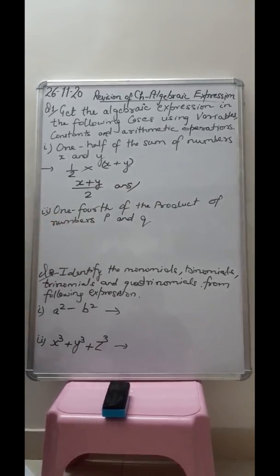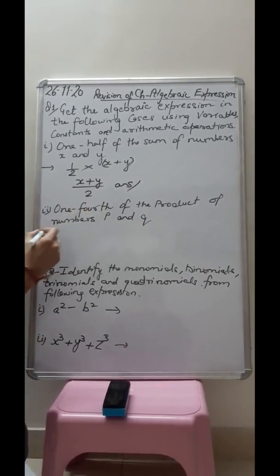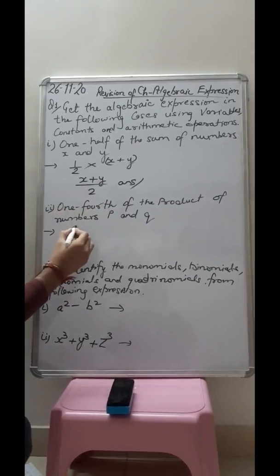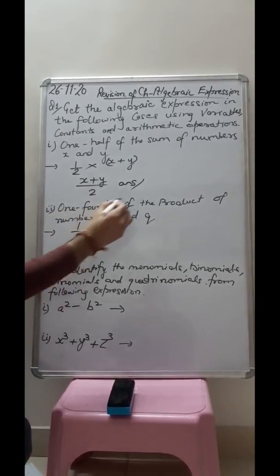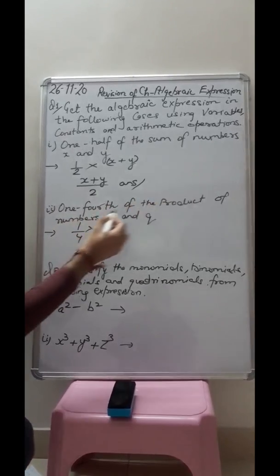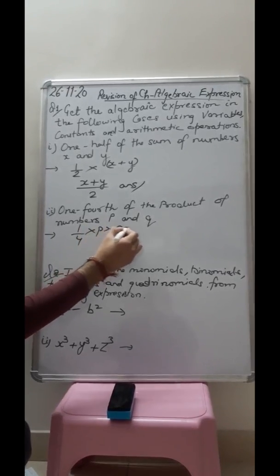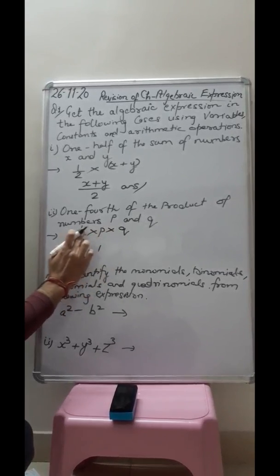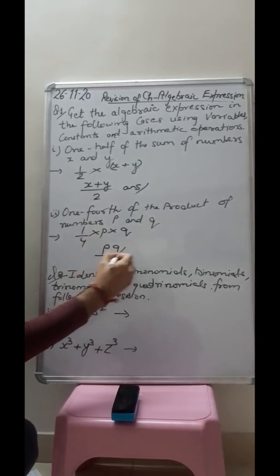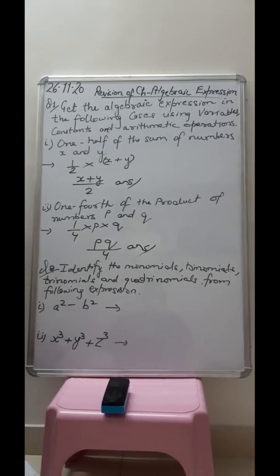Now the second part is 1/4 of the product of numbers p and q. Here the first step will be 1/4. 1/4 of the product of the numbers p and q. Product means multiply. So p will get multiplied by q, and your final answer will be 1 into p into q, which gives you pq upon 4. This is your answer. In this way we can form an expression.